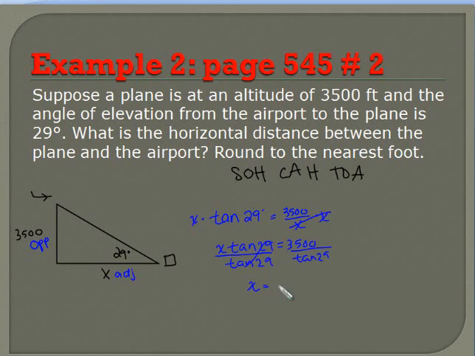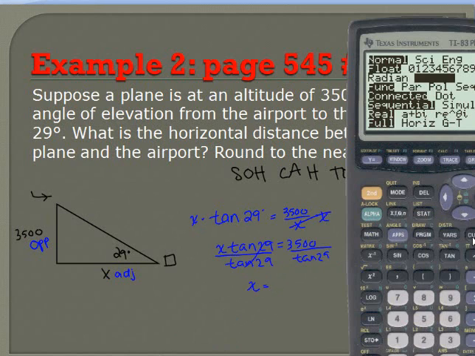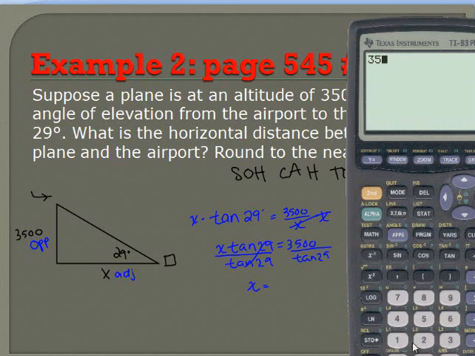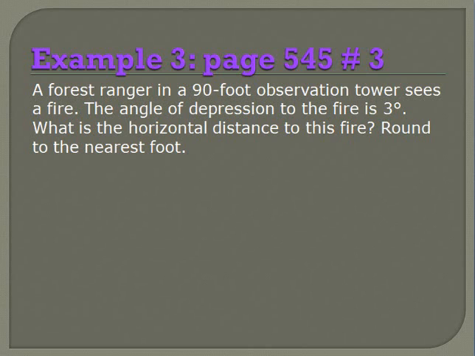So for the horizontal distance, let's pull out our calculator. Always remember to check your mode. We have 3,500 divided by the tangent of 29. So the distance from the airport to the airplane is 6,314 feet.